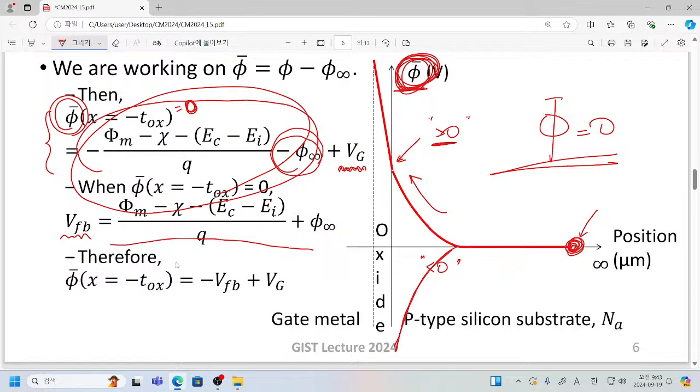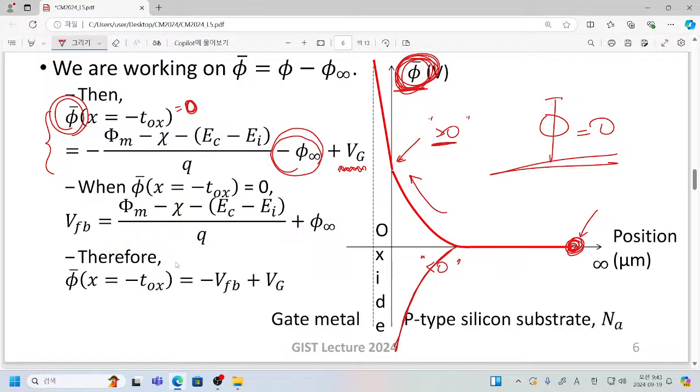Simply speaking, when you apply the gate voltage or flat band voltage, then you will have the phi bar quantity equal to 0. It means that there is no bending at all. So this is the one we will have in our simple MOS case.